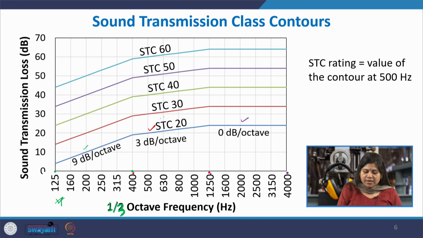These are the reference STC contours or STC curves, and the value associated with the reference curve is the value where that contour crosses the 500 Hertz frequency. Over here you can see this particular curve, at exactly 500 Hertz the value is 20. So, we give it a value of STC 20.